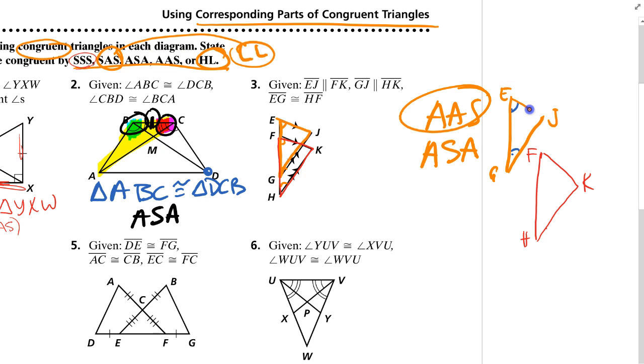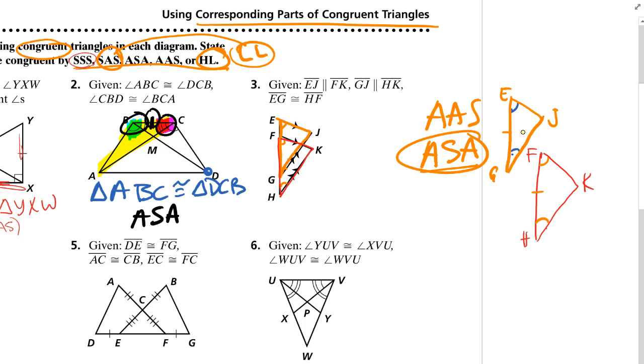Let's try the other one. If it's not angle, angle, side, maybe it's angle, side, angle. Well, that means if these are the two angles that I already know about, and I have ASA for my congruence theorem, then that would have to be the side that I know about. Is that the side that I know about?